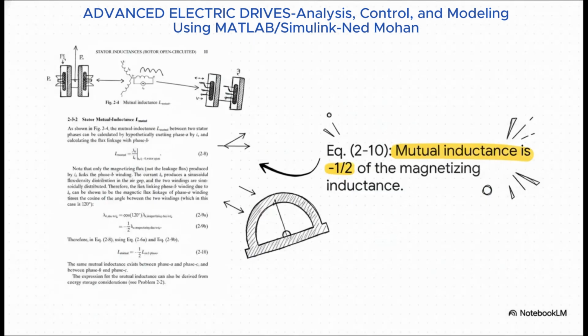And here is where that symmetry just pays off wonderfully. The math directly reflects the physical layout. Because phase B is exactly 120 degrees away from phase A, the mutual inductance is simply the magnetizing inductance times the cosine of 120 degrees, which, of course, is -1/2. It really is that simple.